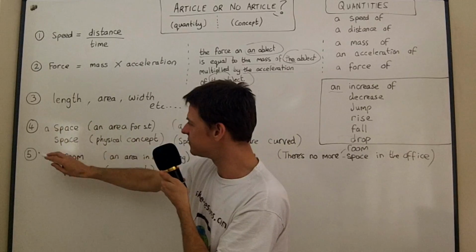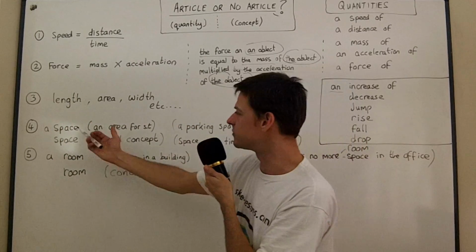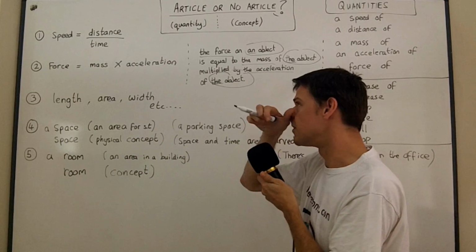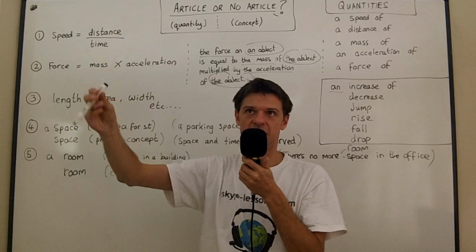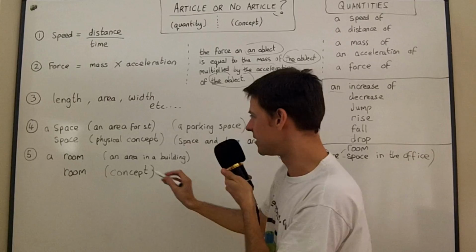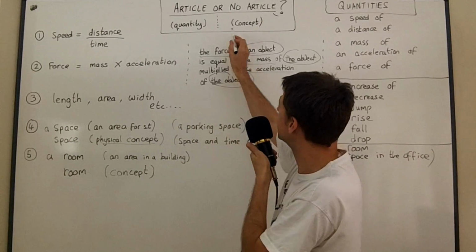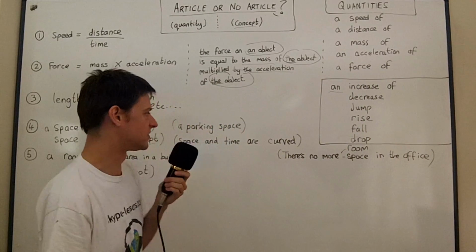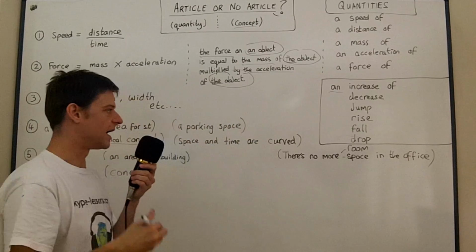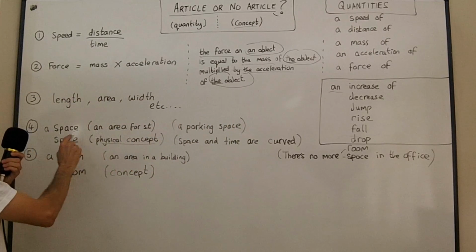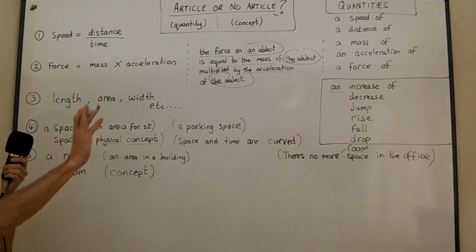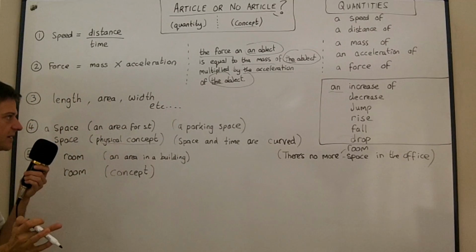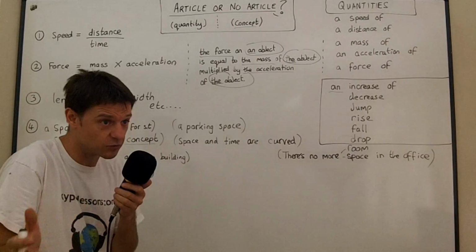And I wanted to show you that this is similar to countable and uncountable space, because space is countable or uncountable depending on the situation. If we're dealing with the cosmos, the universe, space and time, it's certainly uncountable. It's a physical concept. We're coming back to this concept. So we can say space and time are curved, or we could say there's no more space in the office, and here it's uncountable. But we could say there is a parking space at the end on the right, or do you have a space for me in your timetable, or something like that. You can say, do you have space as well for me in your timetable?